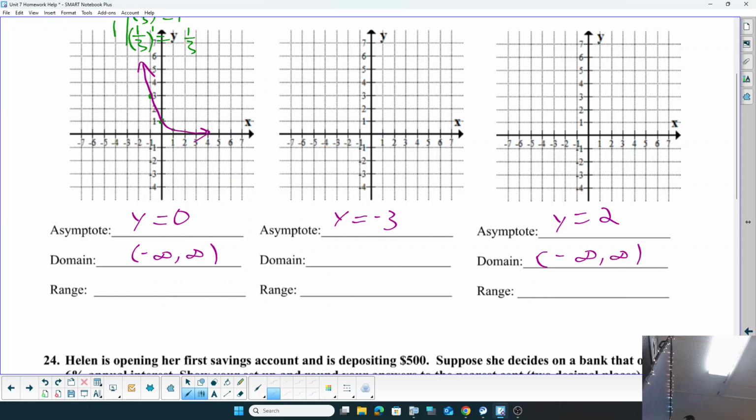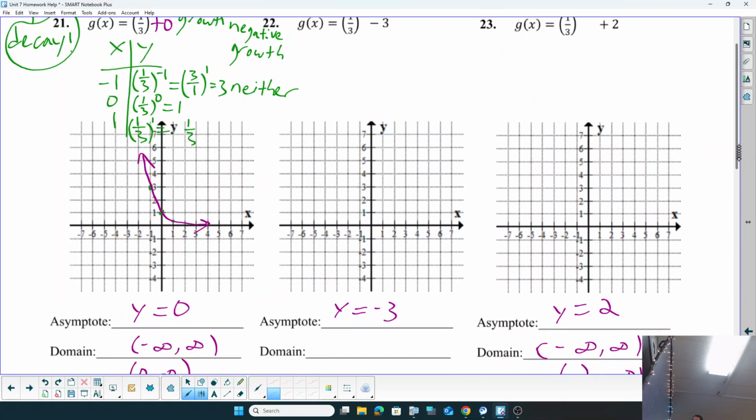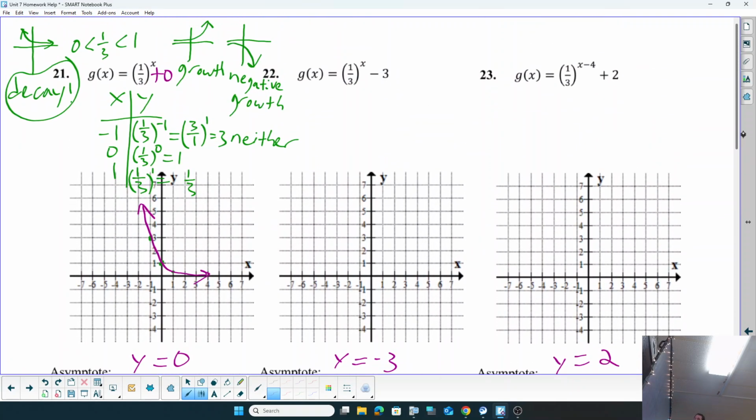And then the range has to do with the asymptotes. So get really close to 0, but don't touch it or cross it. So that's 0 to infinity. And this one's 2 to infinity. Easy peasy, lemon squeezy. So there's number 21.